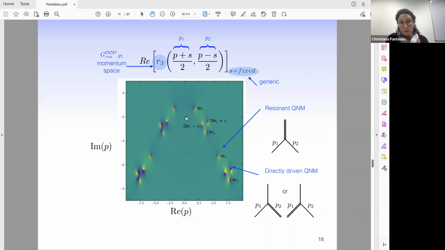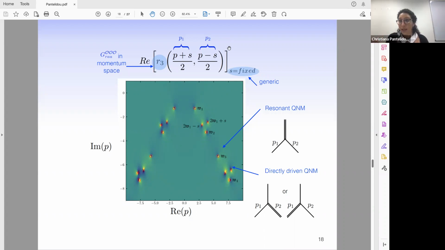The circles correspond to what we call resonant quasi-normal modes. So the outgoing leg is the one that corresponds to a quasi-normal mode. P1 and P2 conspire in such a way that they resonate, and the outgoing leg is a quasi-normal mode. Now, we also have the crosses. The crosses correspond to the scenario where one of the ingoing legs corresponds to a quasi-normal mode. Okay, so the contact diagrams look something like this. This is for a generic value of S.